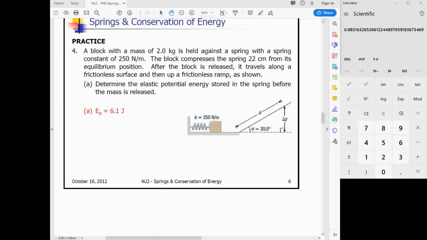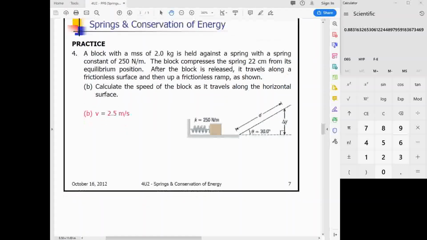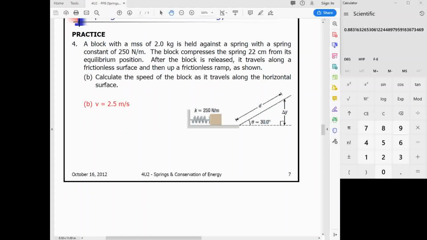So I'll read the question. It says there's a block with a mass of 2.0 kilograms. It's held against a spring. The spring constant is 250 newtons per meter. The spring is compressed 22 centimeters, and then the block gets released. So this gives the block a kinetic energy, and it travels along this frictionless surface and goes up a frictionless ramp. Now it's going to ask this in parts. I'll just read them all first. It says determine the elastic potential energy stored in the spring before the mass is released. Calculate the speed of the block as it travels along the horizontal surface.